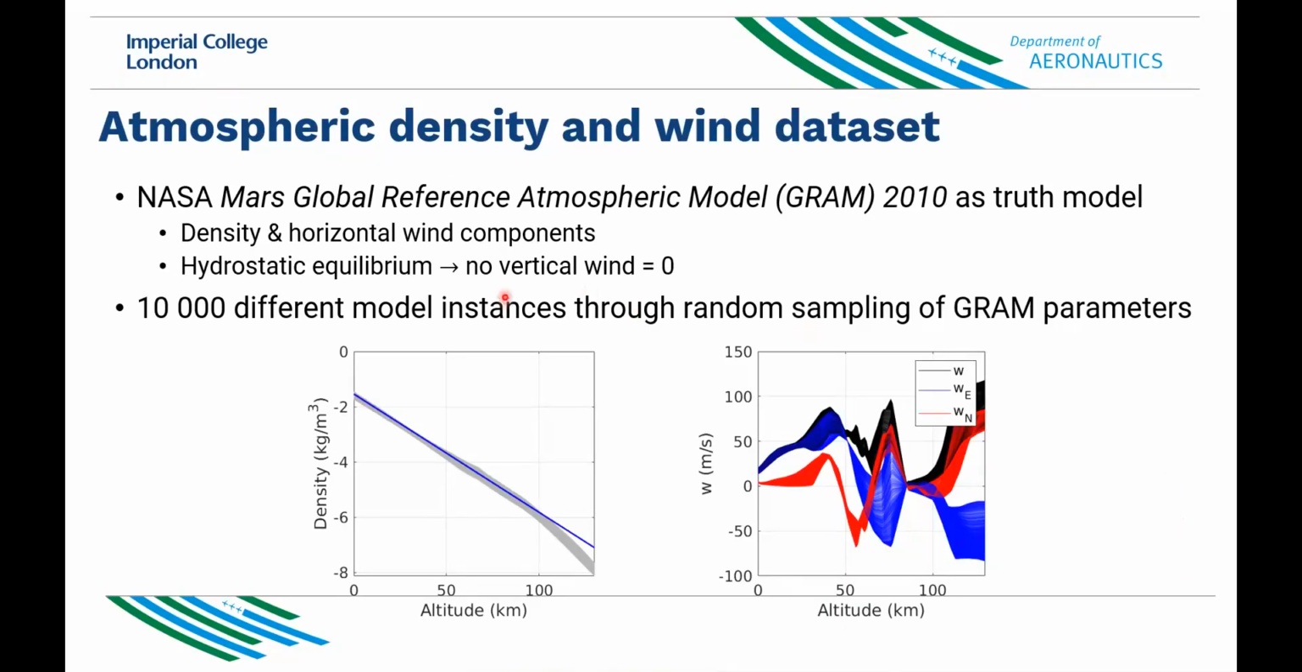Regarding the data set that we use to train the network, we took the Mars Global Reference Atmospheric Model, Mars-GRAM, as a truth model, and running GRAM gives us the density as a function of the altitude and position on the planetary surface, and the horizontal wind components. And we ran this model for 10,000 random samples of its parameters in order to obtain different expected density and wind profiles.